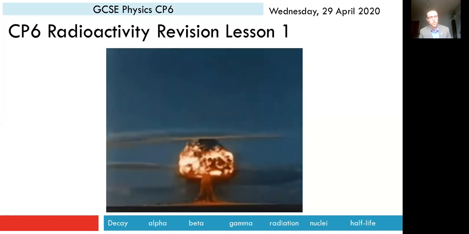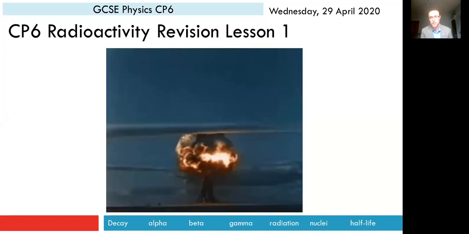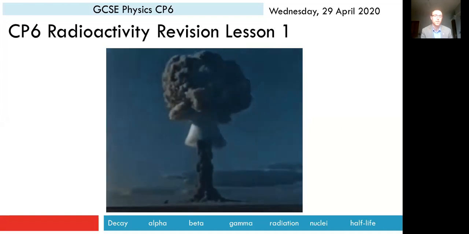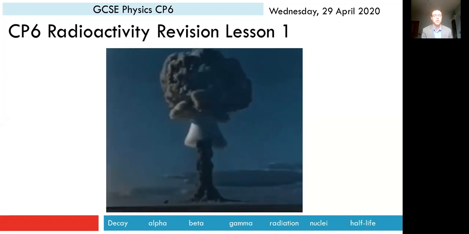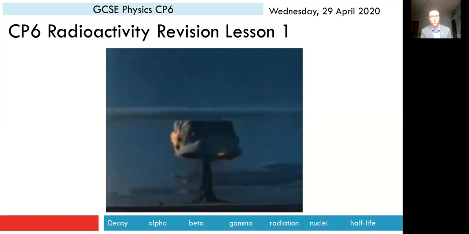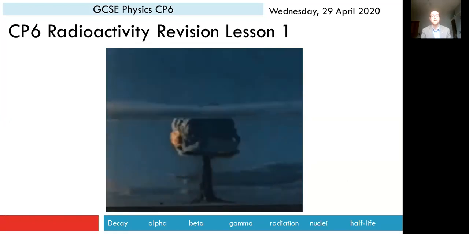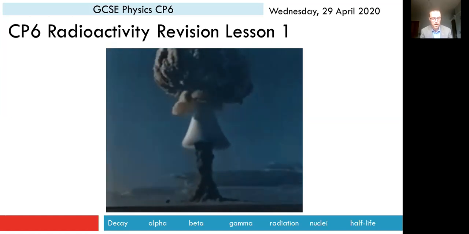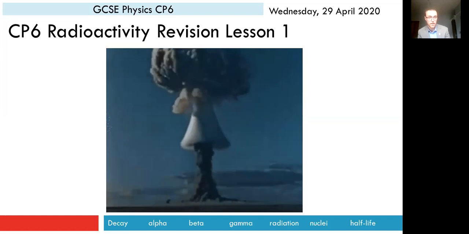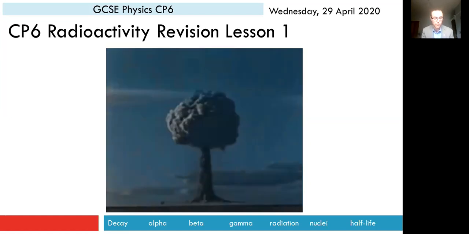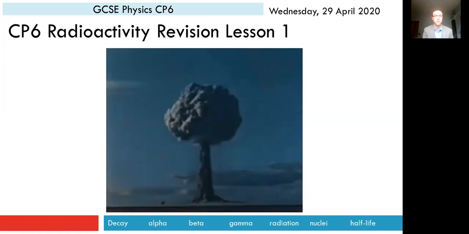I've chosen to do this revision lesson on CP6 radioactivity because you should all have done it before. You should all have studied radioactivity already, and I know it's a difficult one that people struggle with. So I'm going to try and make it as accessible and as easy as possible. In the lessons coming up in the following weeks, we're going to have more radioactivity lessons, but we'll also have some more probably on physics key skills, the real fundamentals. Okay?